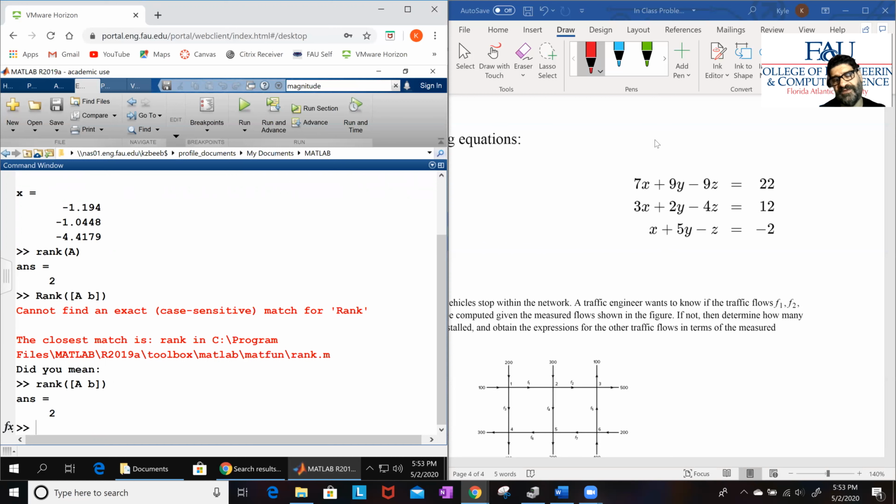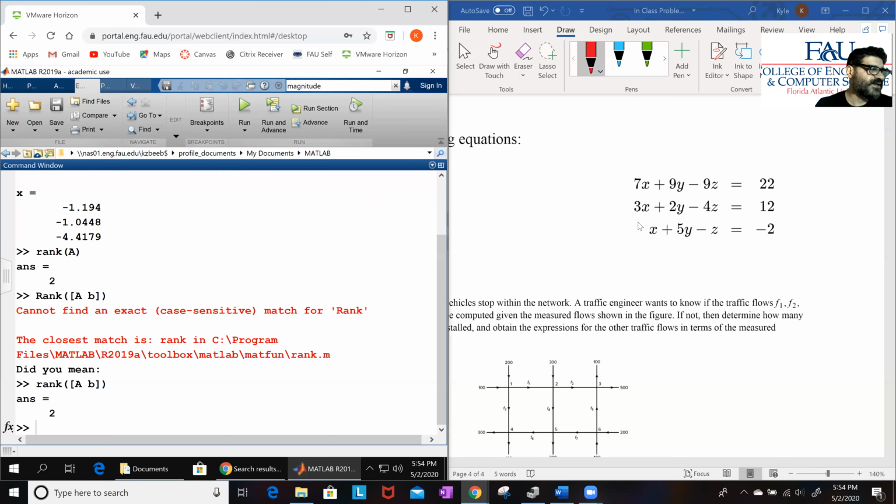So how do we do this using MATLAB? Again, the first thing, there's solutions, but definitely there's no unique solution for this. There is an infinite number of solutions, because even though the rank of A is equal to rank AB, R, which is the rank of A, is actually less than the number of variables. M is the number of equations, N is the number of variables, and R is the rank of these equations.